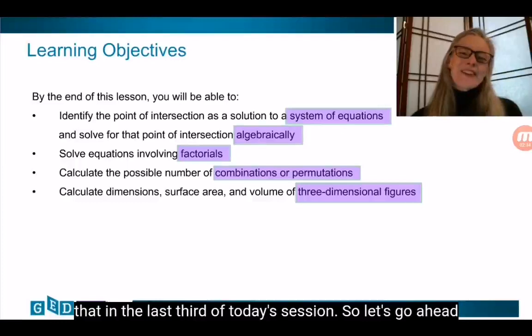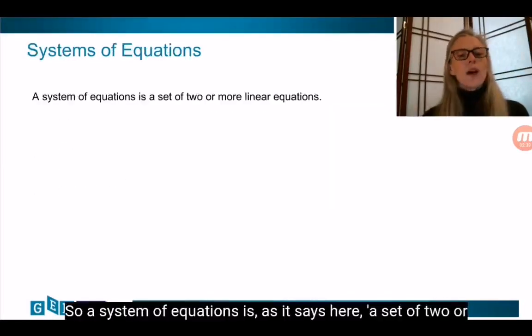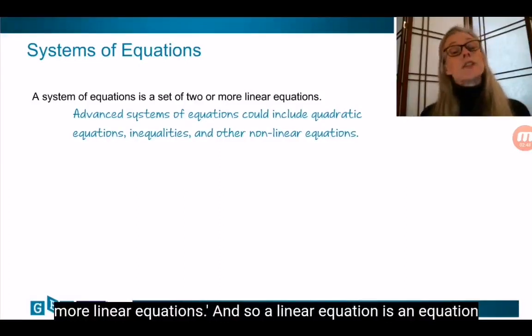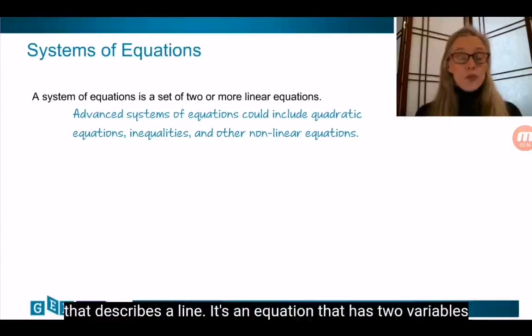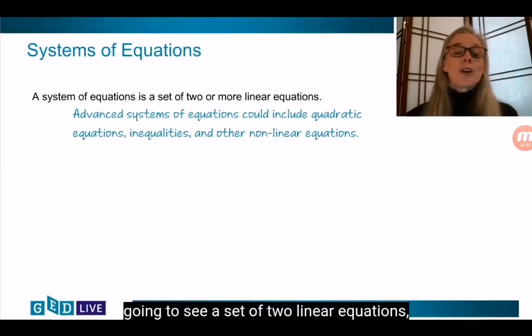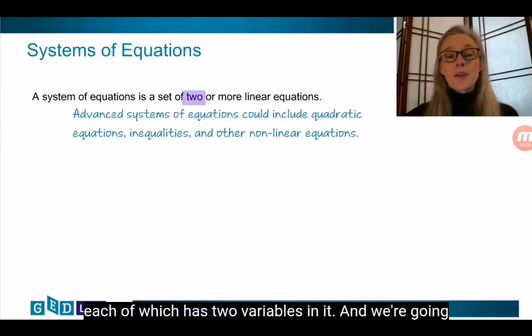So let's go ahead and dive in with systems of equations. A system of equations is, as it says here, a set of two or more linear equations. A linear equation is an equation that describes a line. It's an equation that has two variables in it most of the time. So most of the time on the GED, you're going to see a set of two linear equations, each of which has two variables in it.